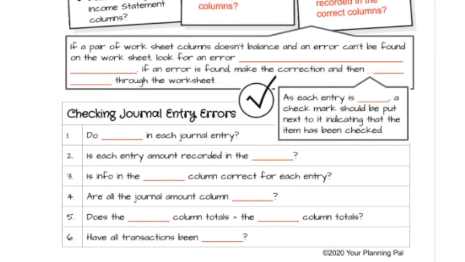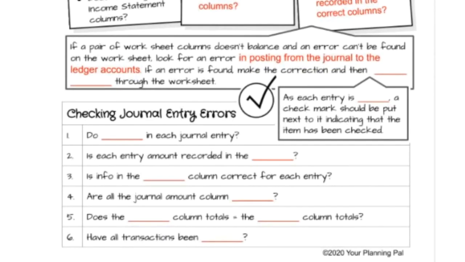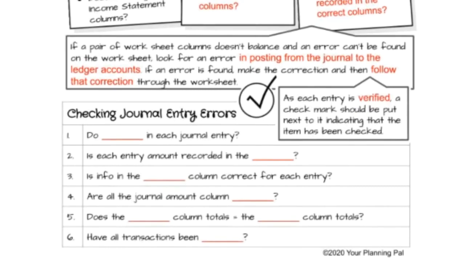So if a pair of worksheet columns doesn't balance and an error can't be found on the worksheet, you want to look for an error in posting from the journal to the ledger accounts. If an error is found, you want to make the correction and then follow that correction through the worksheet. As each entry is verified, a check mark should be put next to it, indicating that the item has been checked. And checking journal entry errors consists of these questions.